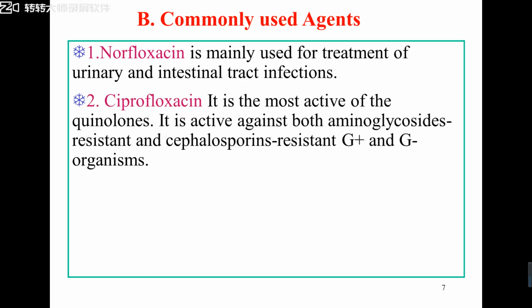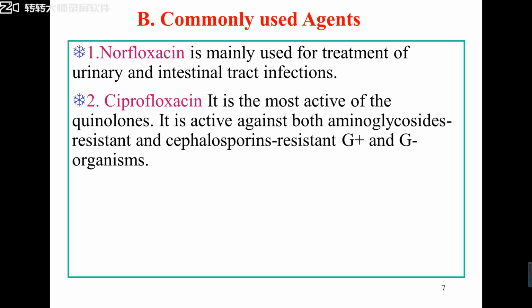Among quinolones, the most widely used is ciprofloxacin. Chinese name is 环丙沙星. Ciprofloxacin, 环丙沙星, is the most active of the quinolones in the second generation. It is active against both aminoglycoside-resistant and cephalosporin-resistant, gram-positive and gram-negative organisms.